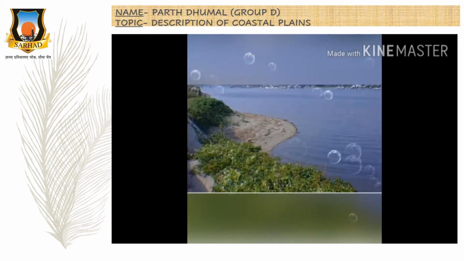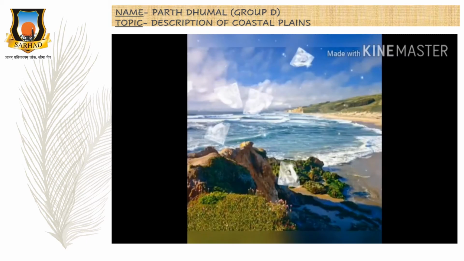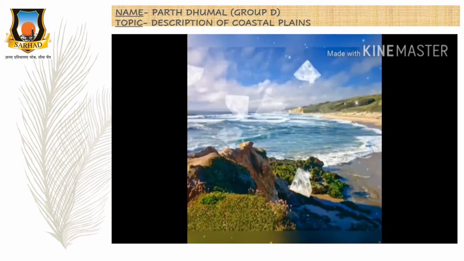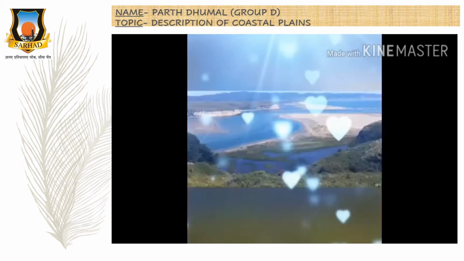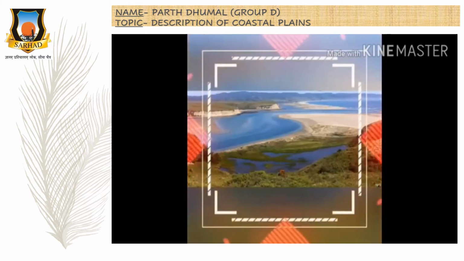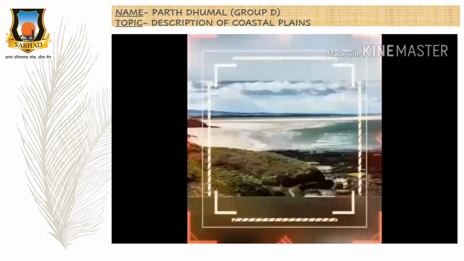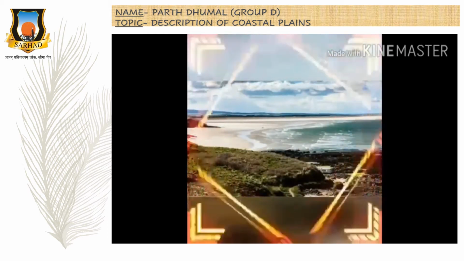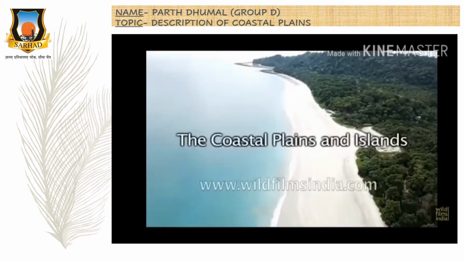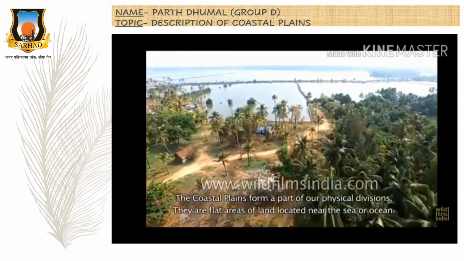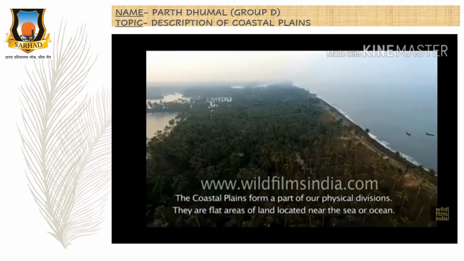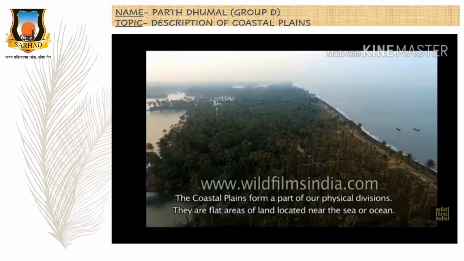Layers of this deposited sediment build up over time, creating a flat or gently sloping landscape. Now let's see a short video about coastal plains. The coastal plains form a part of our physical divisions. They are flat areas of land located near the sea or ocean.